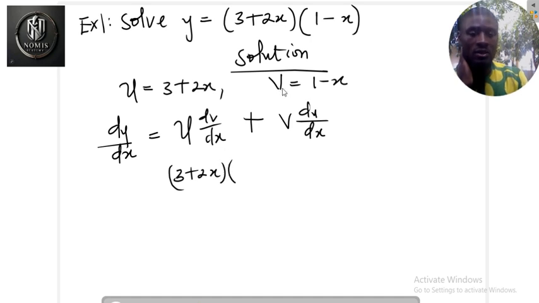This is v. So to differentiate v, when you differentiate 1, you have 0. When you differentiate x, you have 1, because we have 1 here. So when this one comes here, it becomes 1 multiplied by x, then 1 minus 1 is 0, so x raised to the power of 0 is 1. So everything here is 1. So dv dx is 1 plus, what's our v here? Our v is 1 minus x in bracket, multiplied by du dx, that is differentiate u.